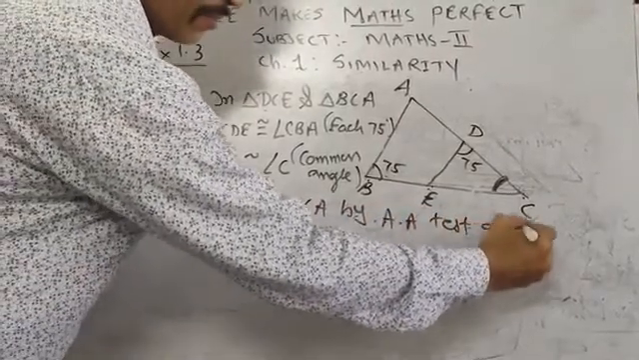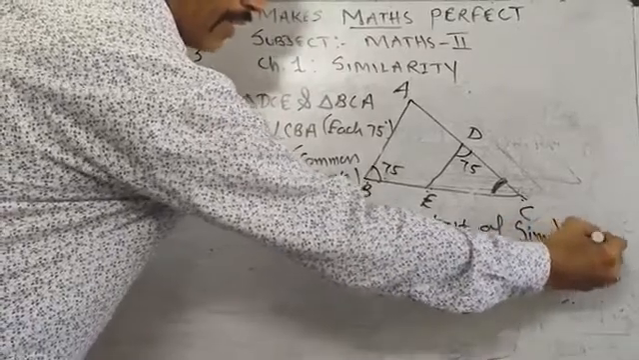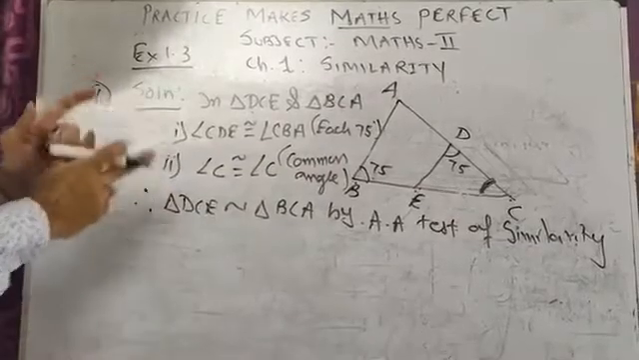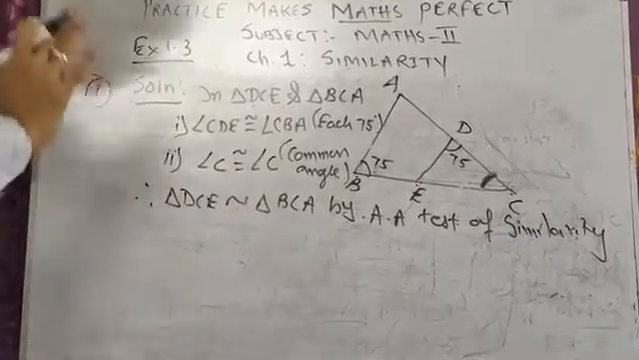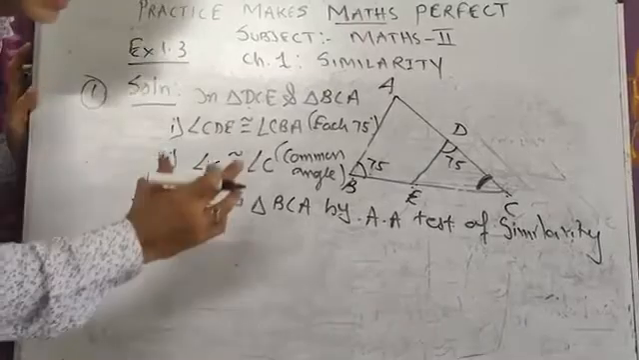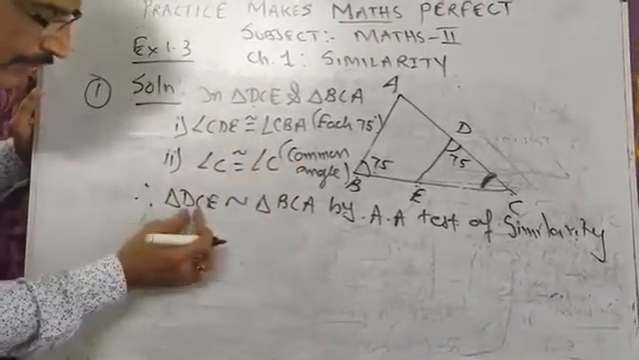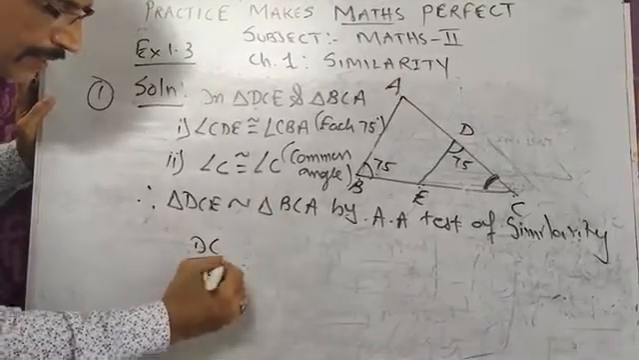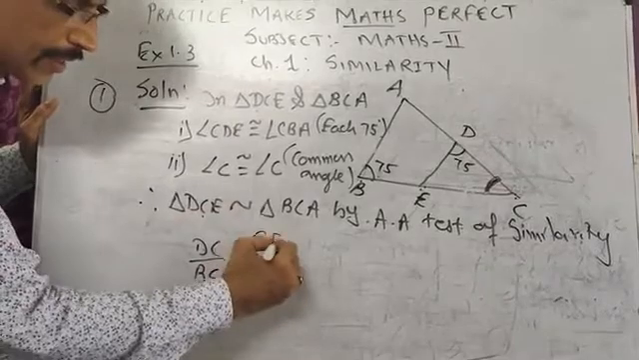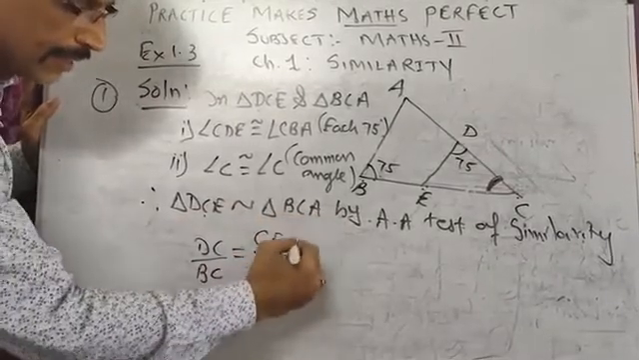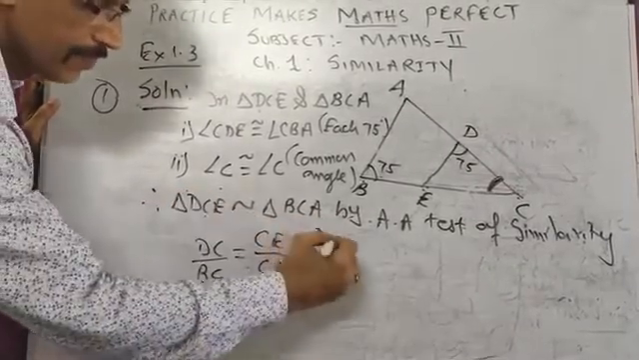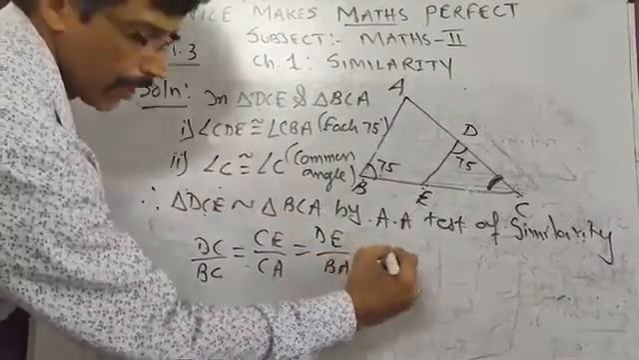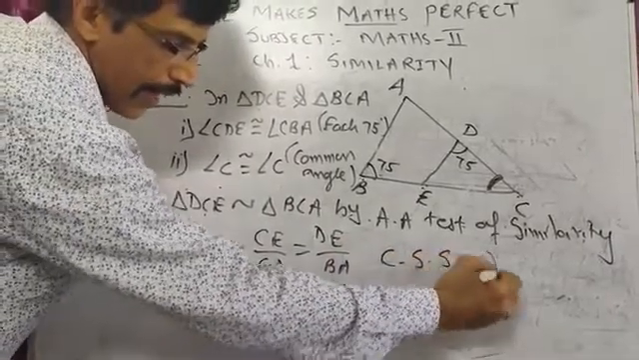angle test of similarity. Angle test of similarity. Now when two triangles are similar, we can take sides in proportion. If we want, we can take sides in proportion. Now how to take sides in proportion, that also I will show you in this. DC upon BC is equal to CE upon CA is equal to DE upon BA. These are called corresponding sides of similar triangles.